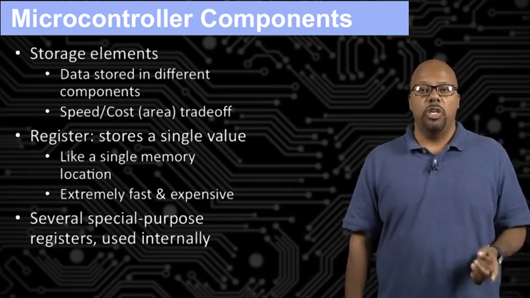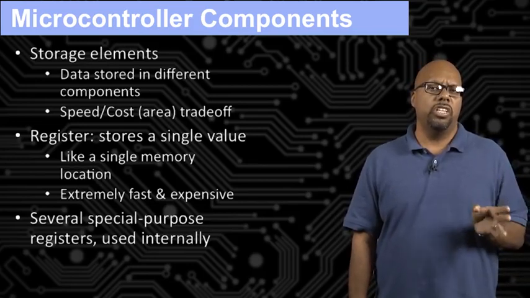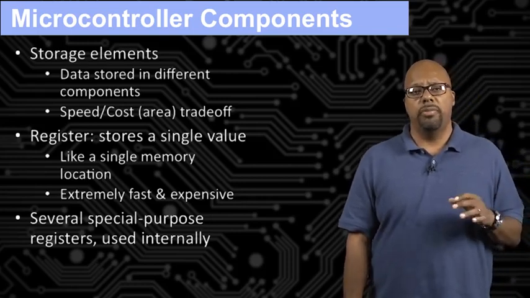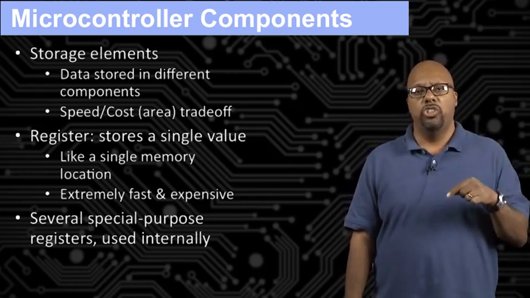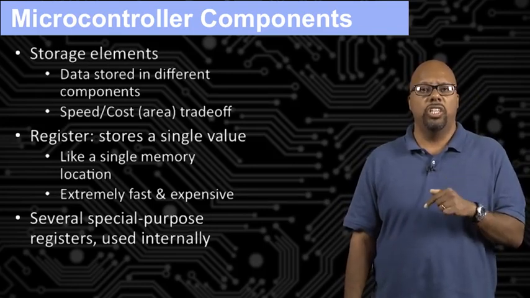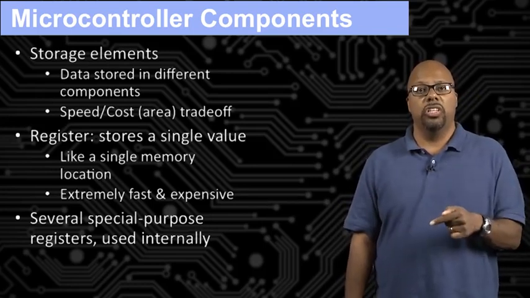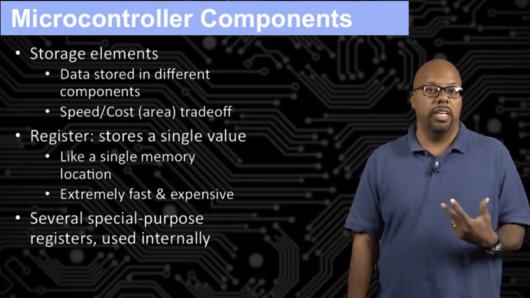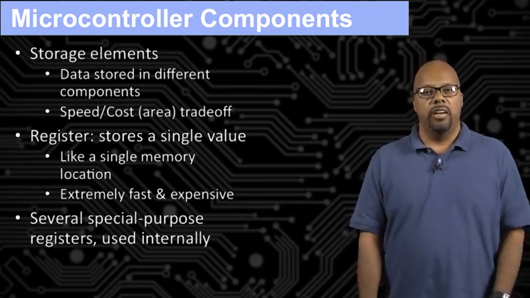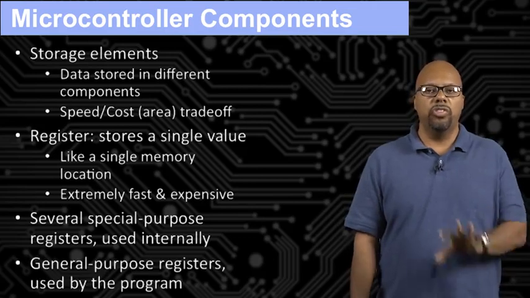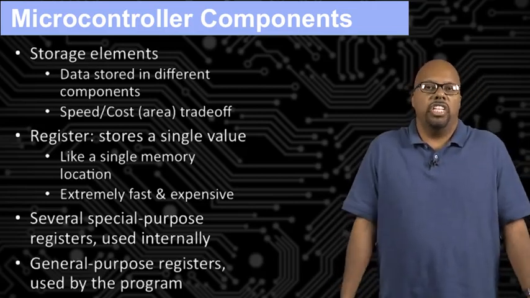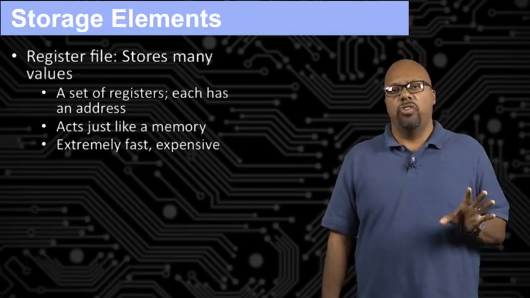There are several special purpose registers that are devoted to particular tasks on the microcontroller. Like the program counter is a common one. The program counter is the register that tells you what instruction you're executing in the code. It's the address of the instruction you're currently executing. So that's something that you, as a programmer, shouldn't be manipulating. You shouldn't be touching that. But it's a special purpose register. There are also a set of general purpose registers that your program can actually use for computation, arithmetic, things like that. There's also a register file.